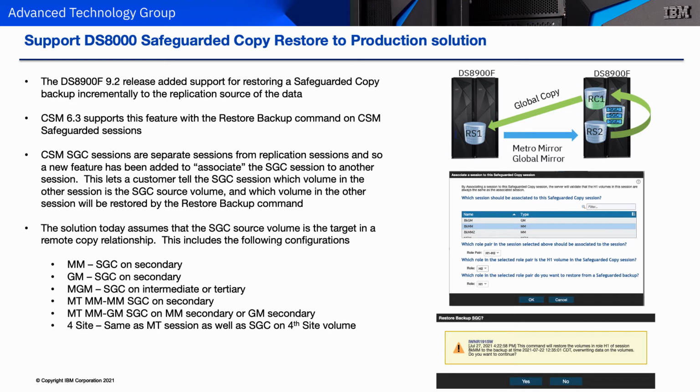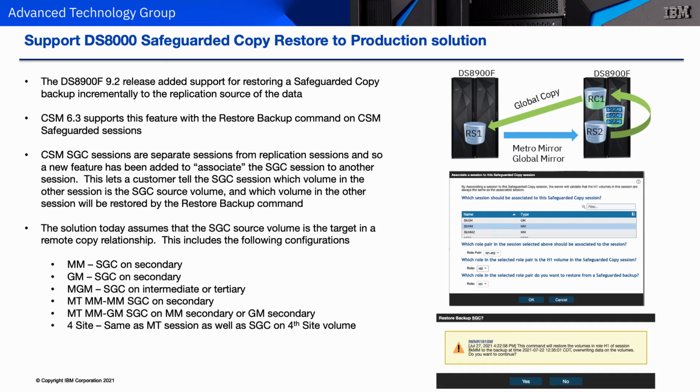All right, the last one here I want to talk about is a big one that we've been working on for a while with the DS8000 team, and that's our support for the safeguarded copy restore to production. So this is available on the DS8000 9.2 release, and the idea is essentially to be able to take your backup recovery and then do a global copy of that back incrementally to the remote site of your remote copy relationship.